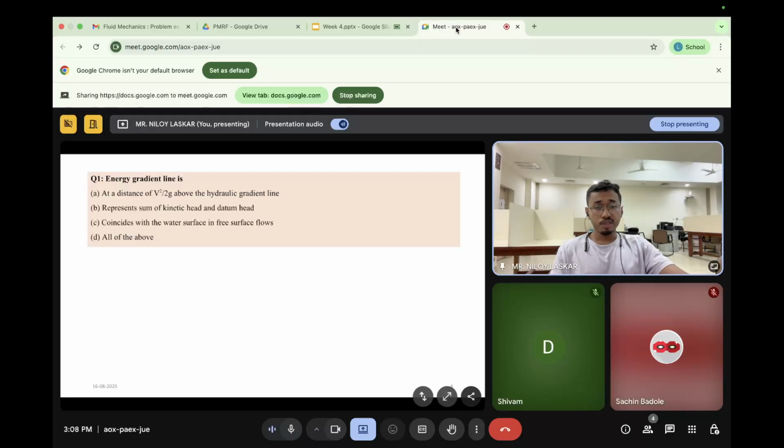You can answer by switching on your mic, or you can just put a text in your chat box, whatever you feel comfortable. Shivam has answered B, option B. So Sachin, can you try?